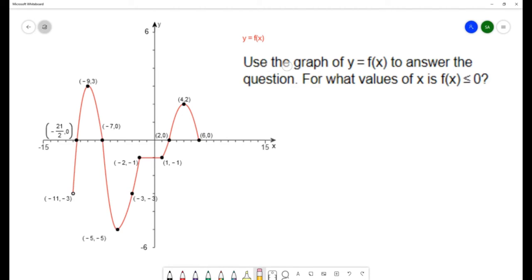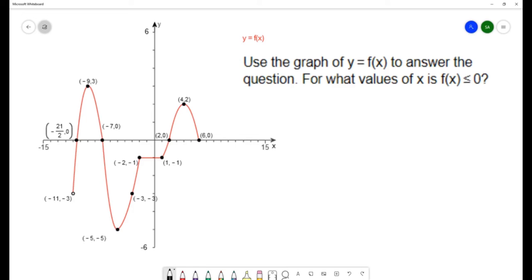We want to use the graph of y equals f of x to answer the question, for what values of x is f of x less than or equal to 0? So on our picture, we have a graph. This graph is labeled y equals f of x, and that is this picture here. So the question that we want to answer is, for what values of x is f of x less than or equal to 0?